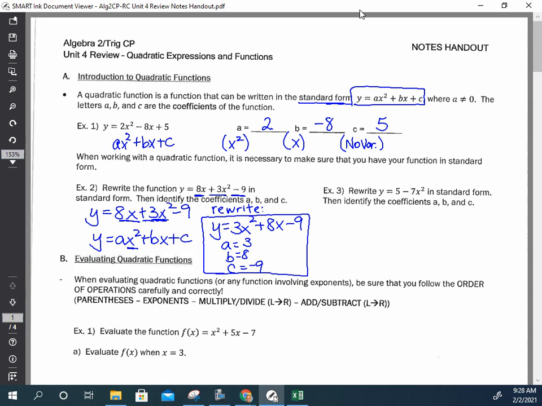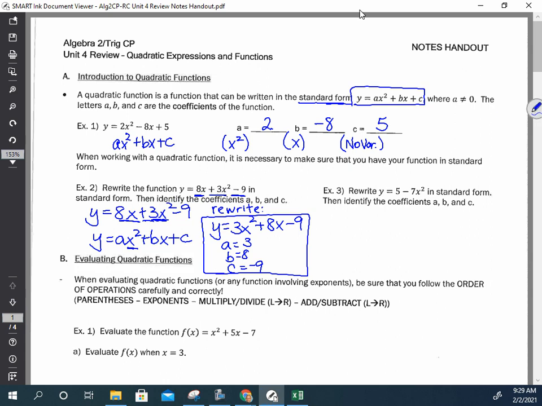Any questions, examples 1 or 2? All right, then example 3.